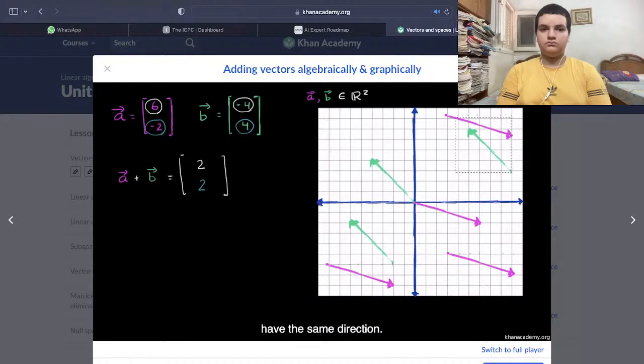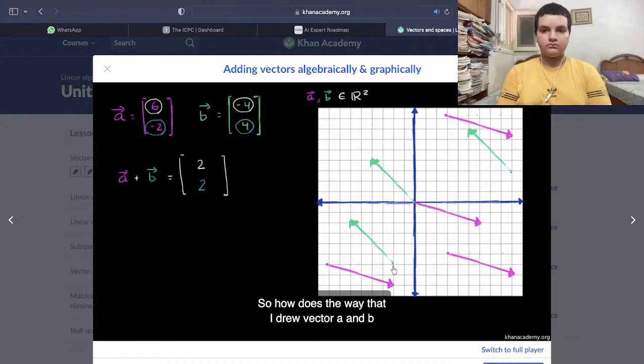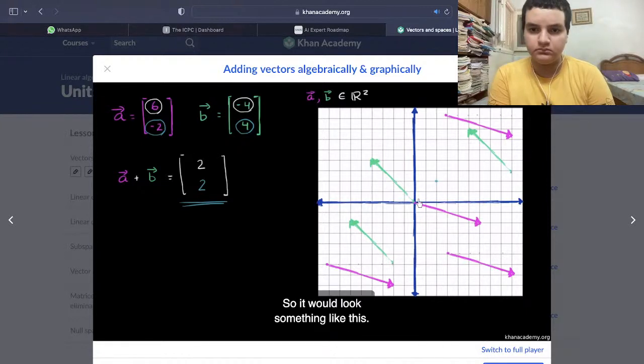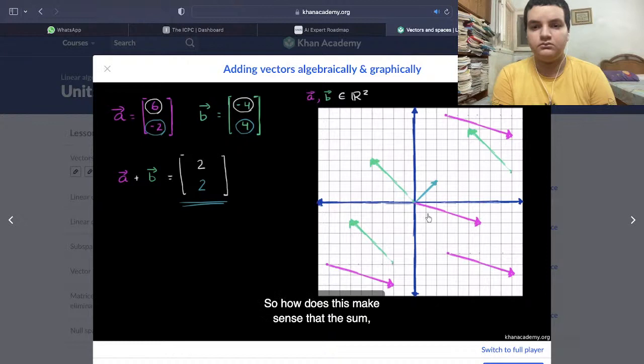So how does the way that I drew vector A and B gel with what its sum is? Let me draw its sum in this blue color. So the sum, based on this definition we just used of vector addition, would be 2, 2. So it would look like this. So how does this make sense? That this purple vector plus this green vector is somehow going to be equal to this blue vector. I encourage you to pause the video and think about if that even makes sense.